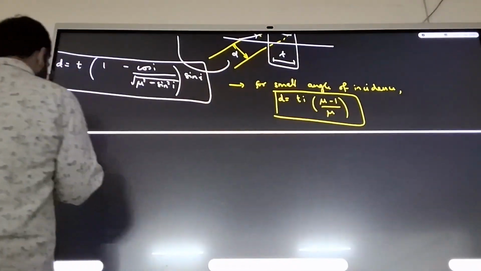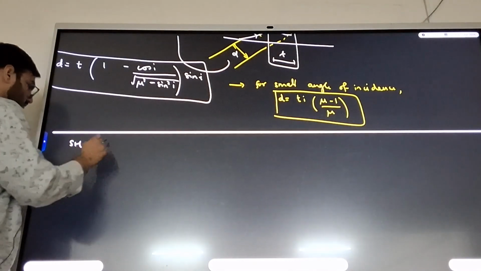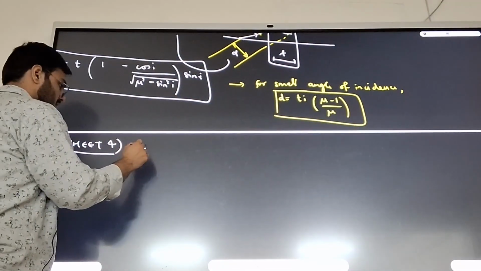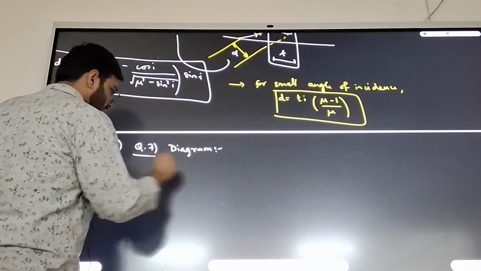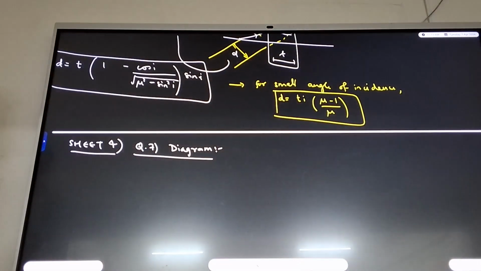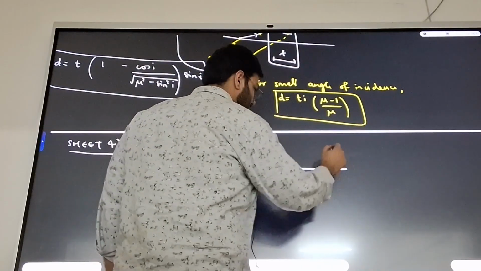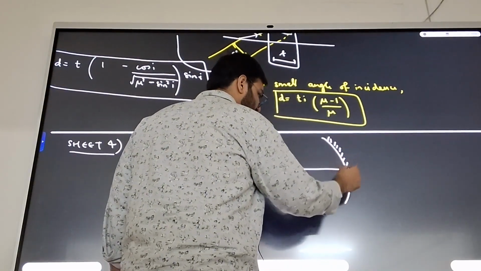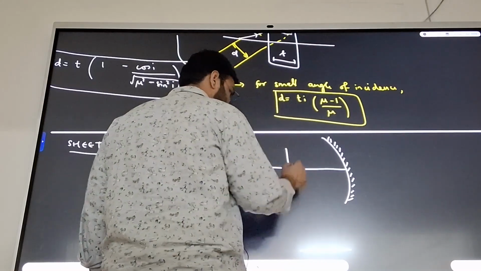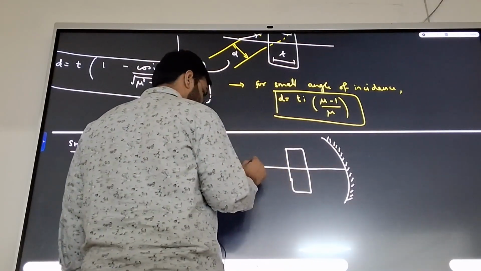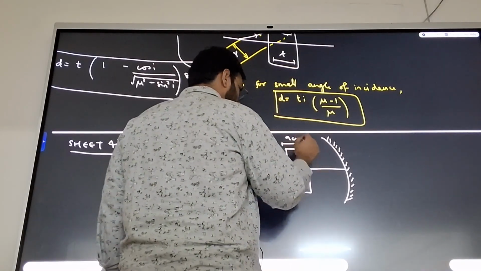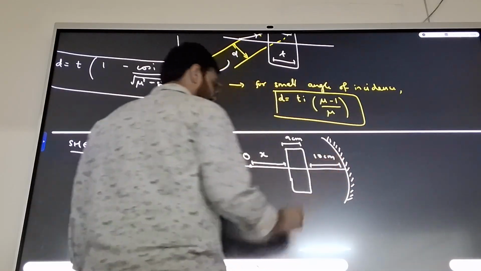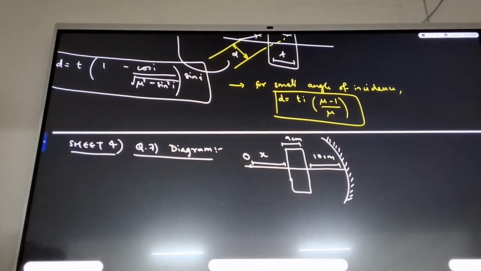So this is sheet number 4. Question number 7 diagram. And the diagram is something like this. You have a concave mirror here, and in between them you place a glass slab. You have an object here, the distance is given to be x, this is given to be 9 centimeter, and this is given to be 10 centimeter. Very interesting question, try this.